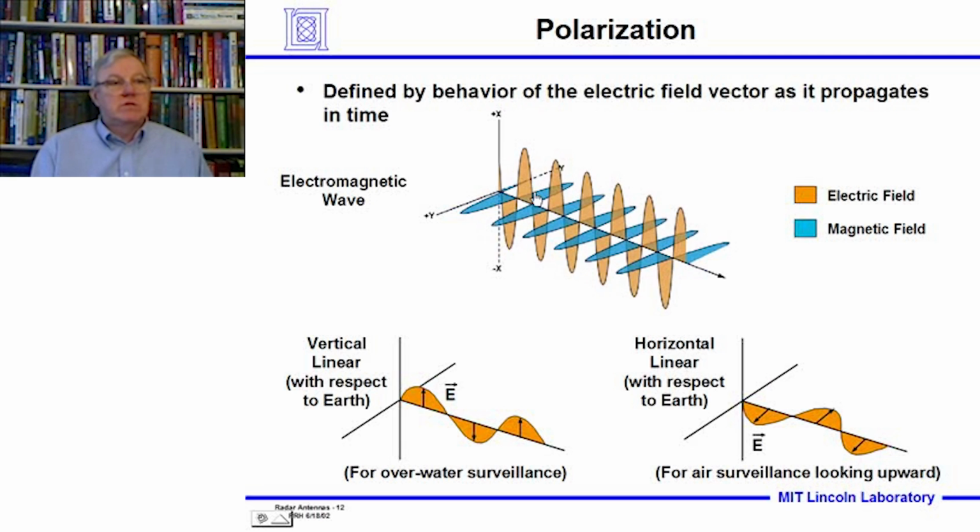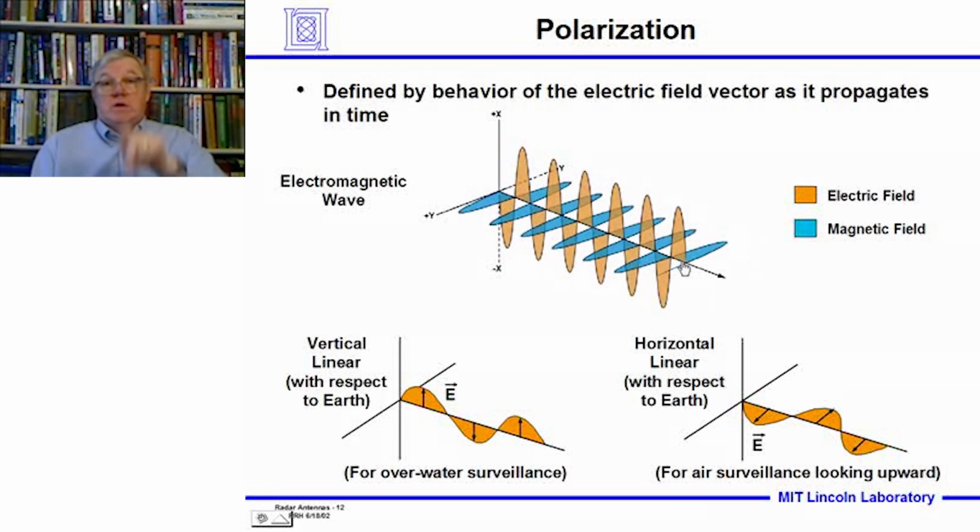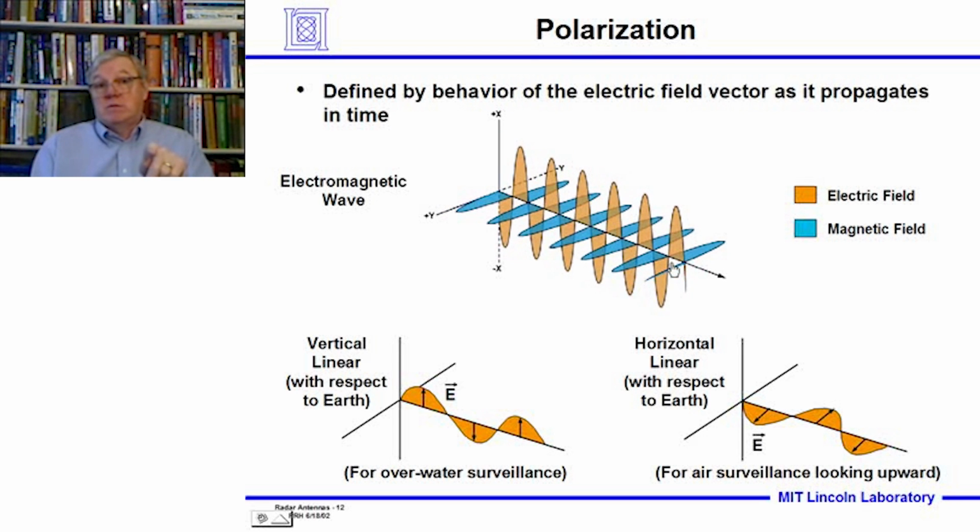So if you're back here, just imagine an observer back here at the source of the radiation looking out. You just look at how the electric field vector of the electromagnetic radiation is moving. If it's going up and down, it's linearly vertical. If it's back and forth, it's horizontal.